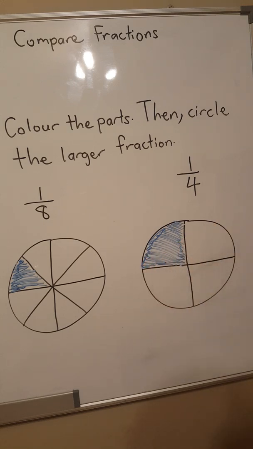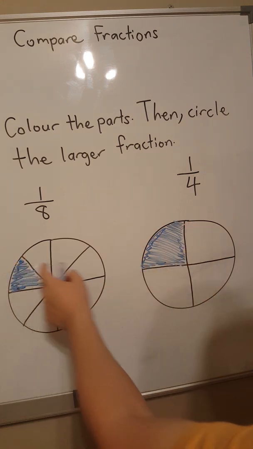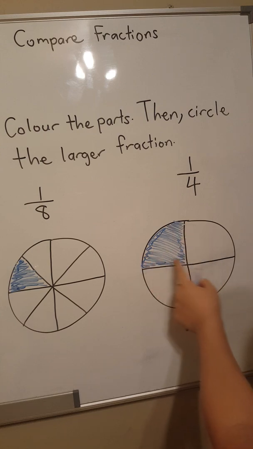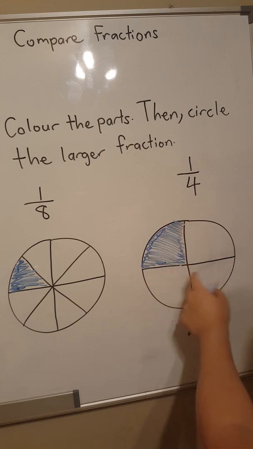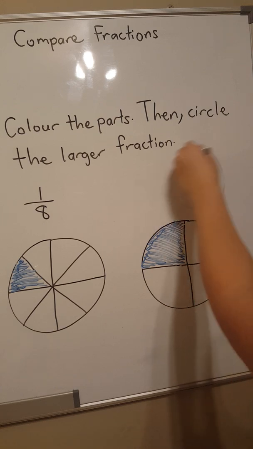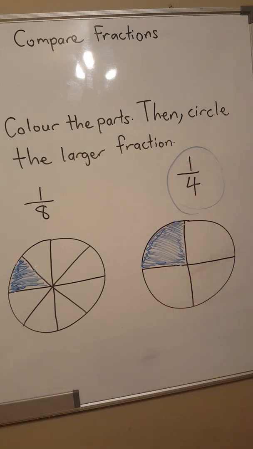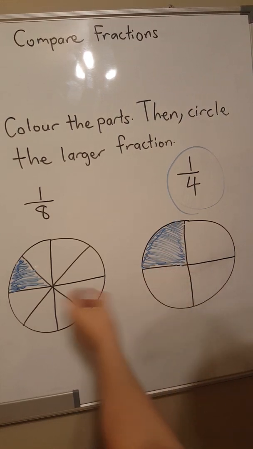Okay, now let's look at it. Which fraction is the larger fraction? Clearly, 1 over 4 is a larger fraction than 1 over 8. It's a larger part than 1 over 8. It is also a larger slice than 1 over 8. So the larger fraction is 1 over 4. If you think of it as a pizza slice, this slice is definitely bigger than this.